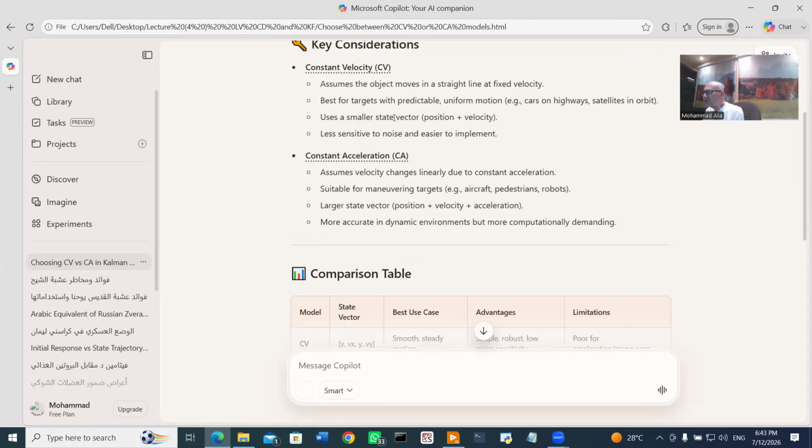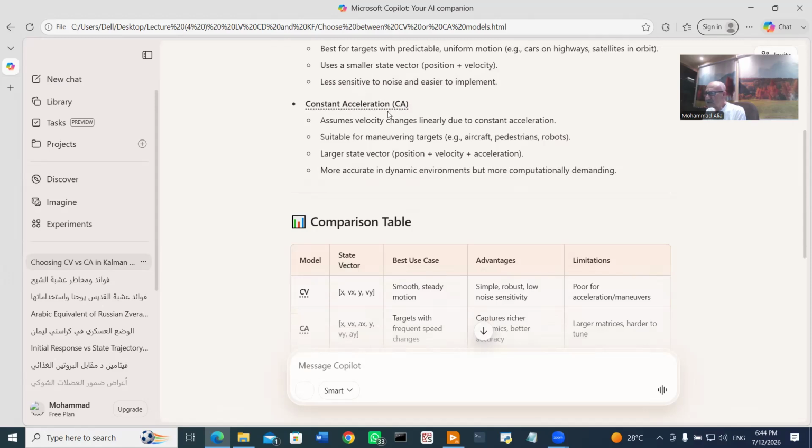It uses a smaller state vector. Yes, because we need only two variables. And it is less sensitive to noise and easier to implement. Yes, it is less sensitive to noise because only the velocity is assumed to change.